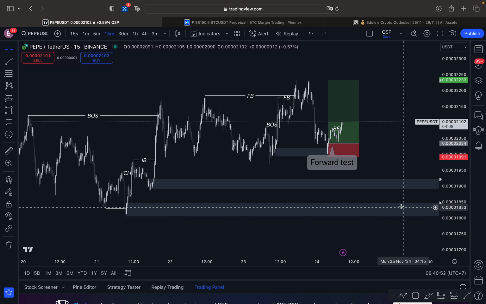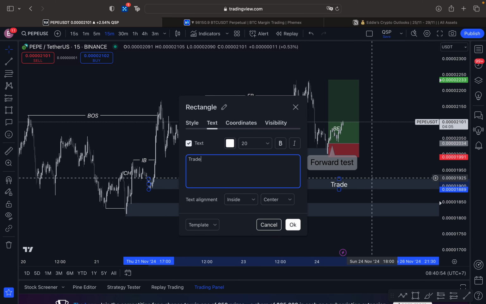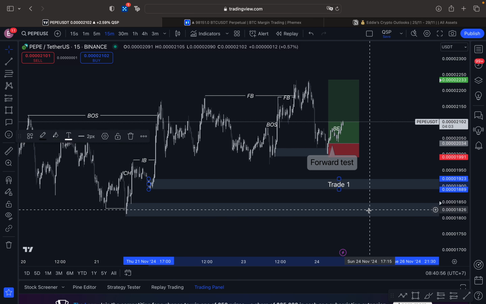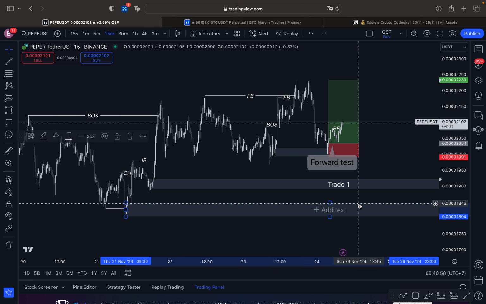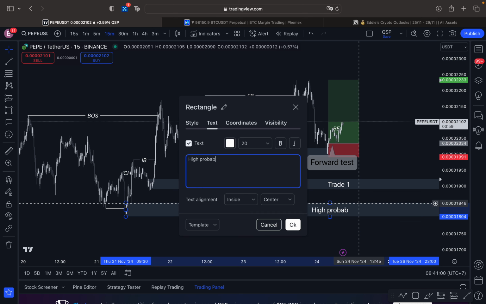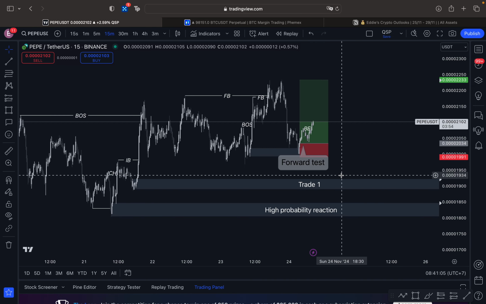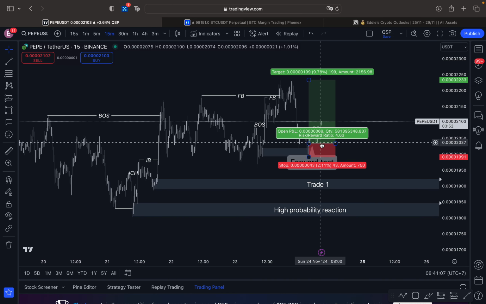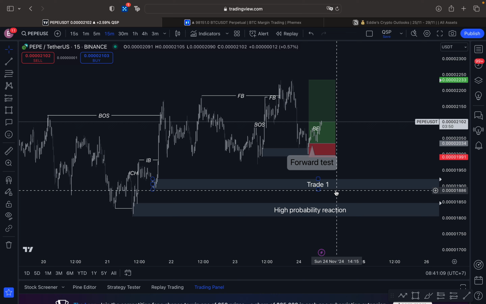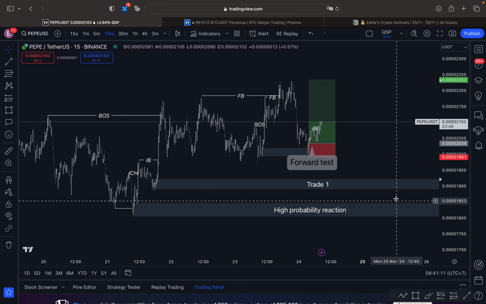So trade one. It's worth taking the risk there because of the risk to reward, and then a high probability trade here. So high probability reaction here. Again, looking for candle rejections, they're worth taking the risk. This would have been a trade that I would have taken, but this would have been a better trade if it comes down here, which is what I'm waiting for.